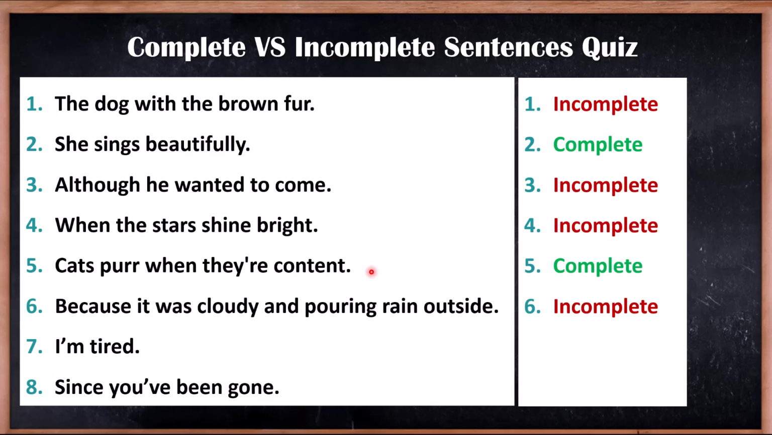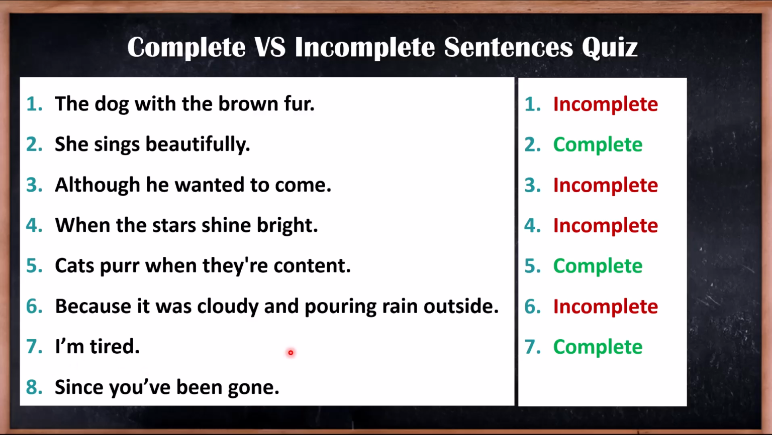Number 6 is incomplete. It is a fragment. The word "because" introduces a reason, but we aren't told what happened or what was the result of it being cloudy. For example, "We couldn't go to the beach because it was cloudy and rainy." Number 7 is a short sentence. However, it is complete. We have a subject and a predicate.